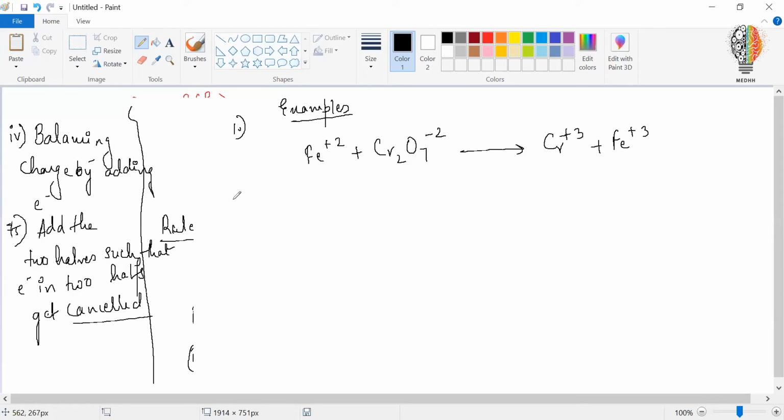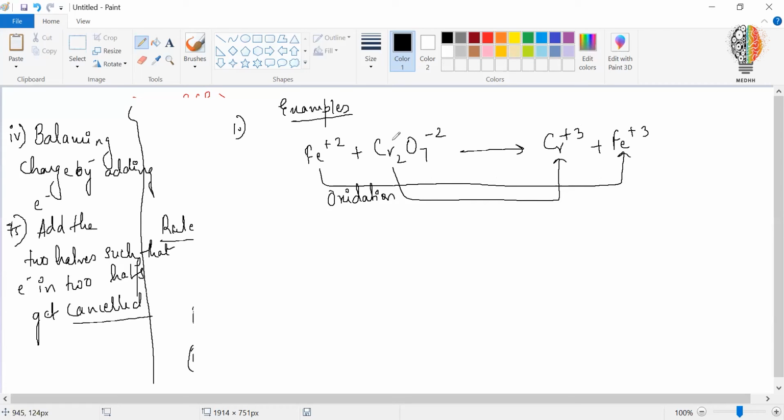The very first point was to write the equation in ionic form, which is already there. Second is to identify the oxidation and reduction. Which one is doing the oxidation? As you can see, there is an increase in the oxidation number, so this is the oxidation part, and there is a decrease in the oxidation number for the other.